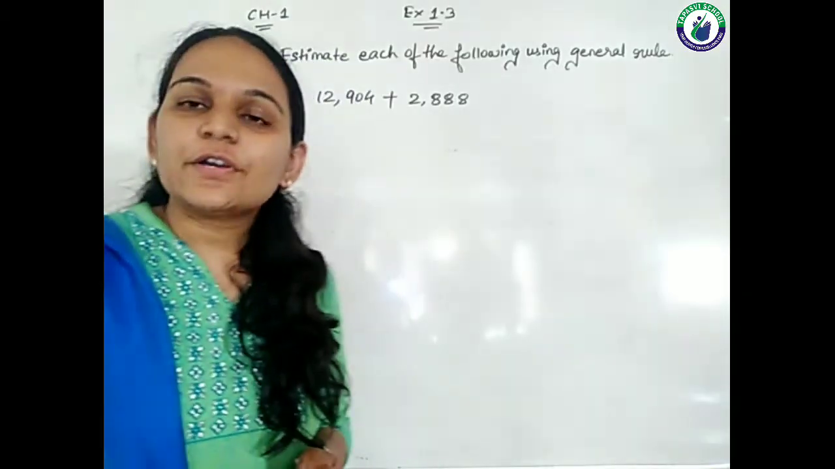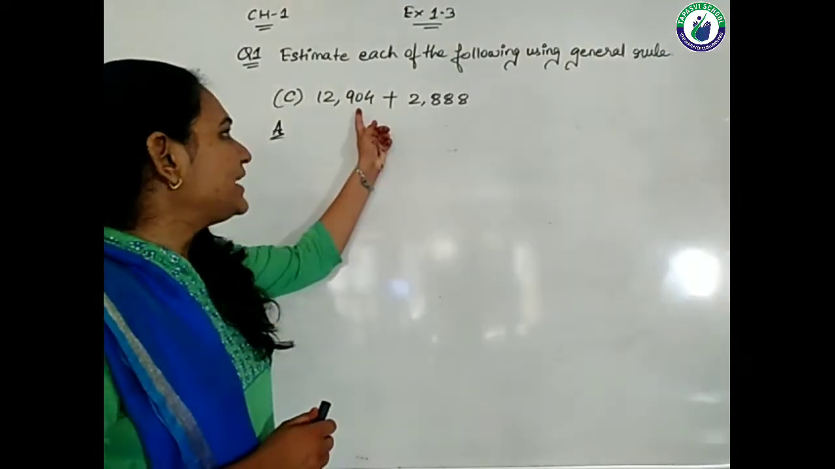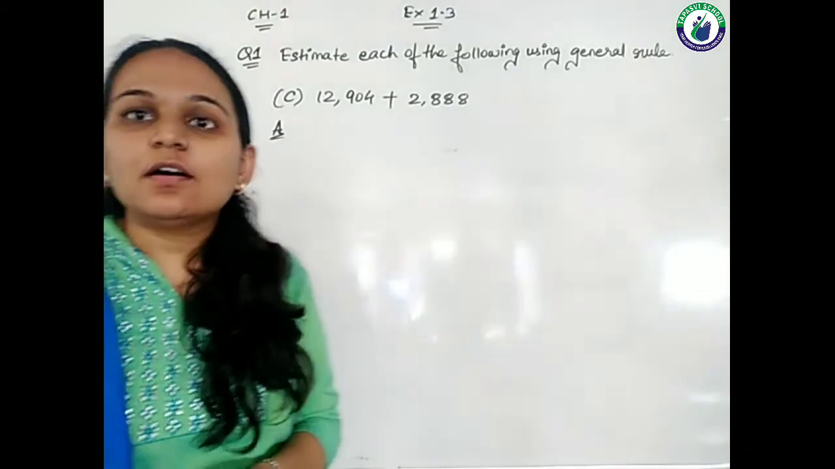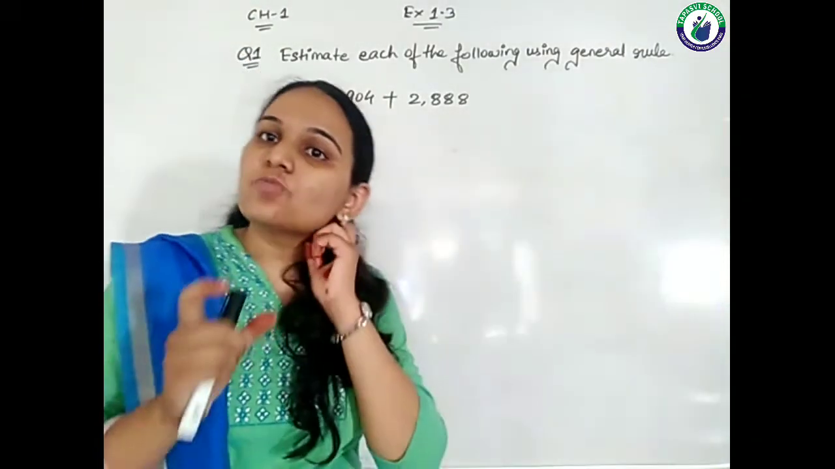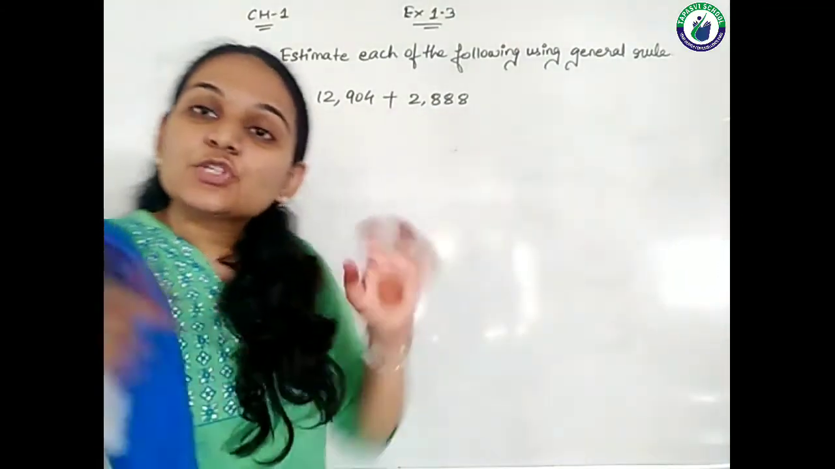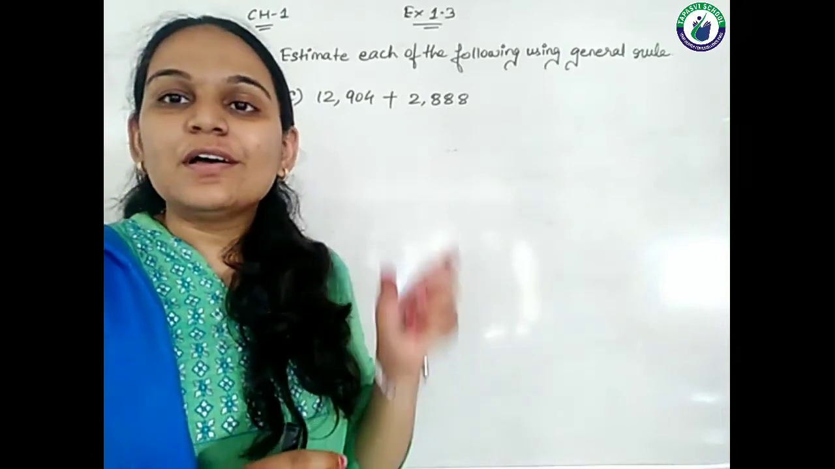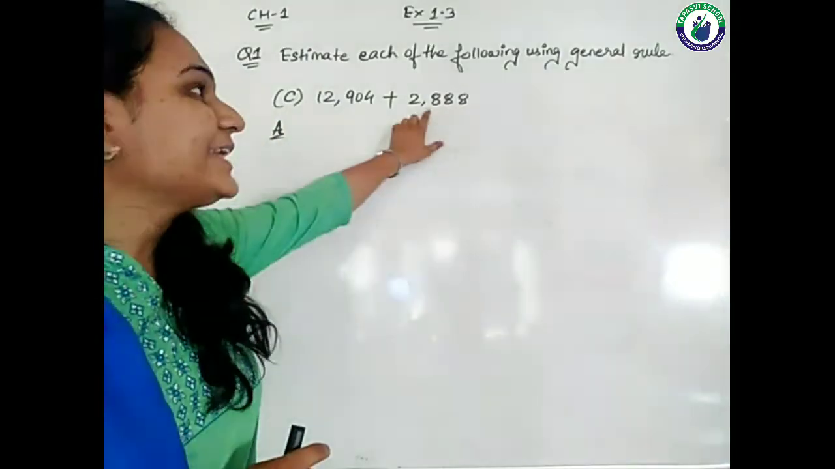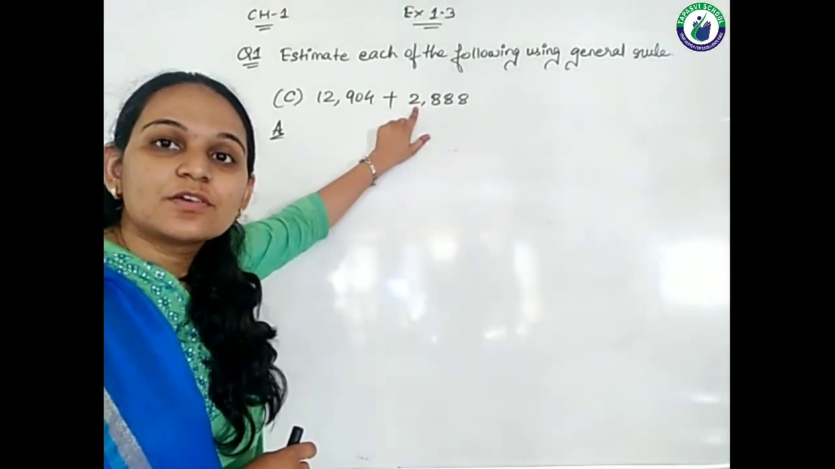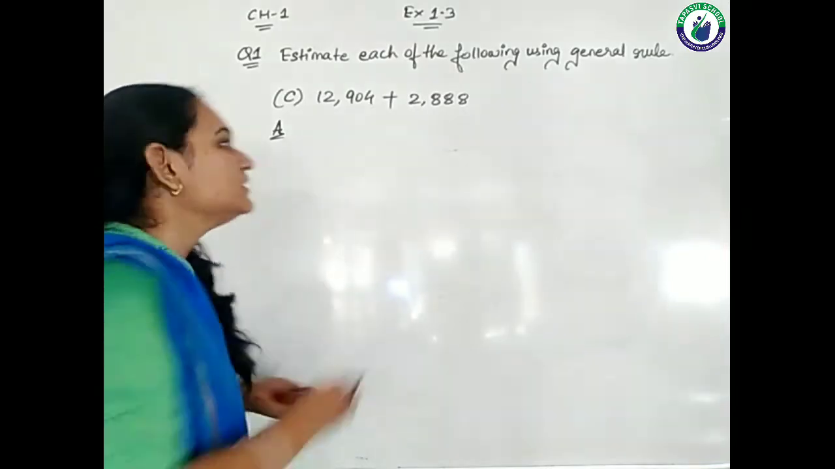Now I am going to solve question number 3. Okay, students, now let's see the third question. 12,904 plus 2,888. Now see the smaller number out of these two numbers. That one is this one. So what we are going to do? We are going to round off both the numbers according to the greatest place value of the smaller number. So the greatest place value of this is 1000. So round off both the numbers to the nearest 1000.